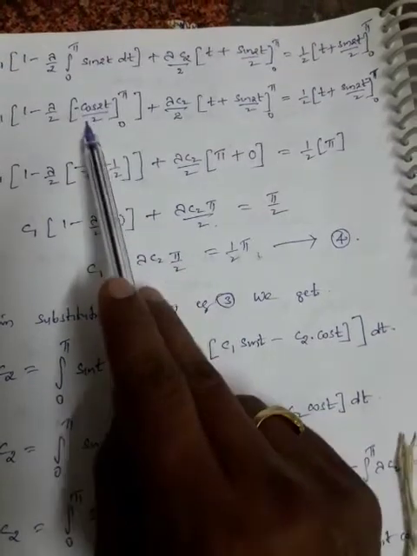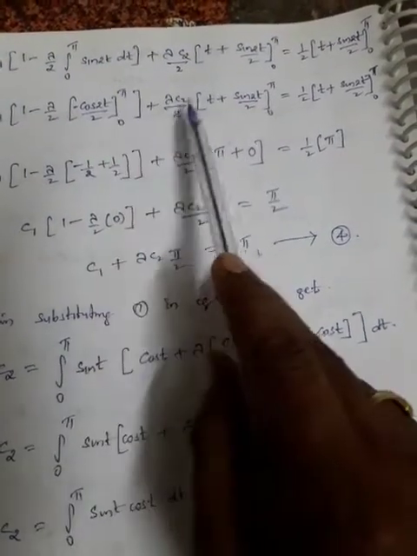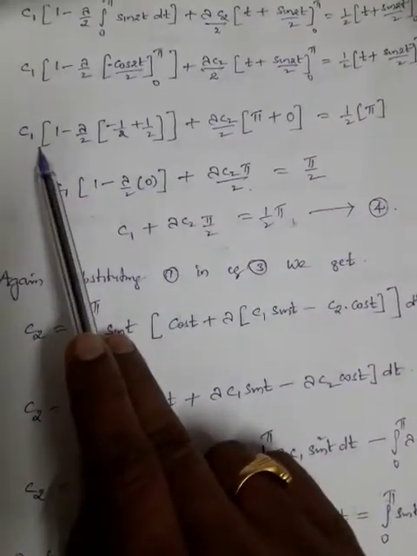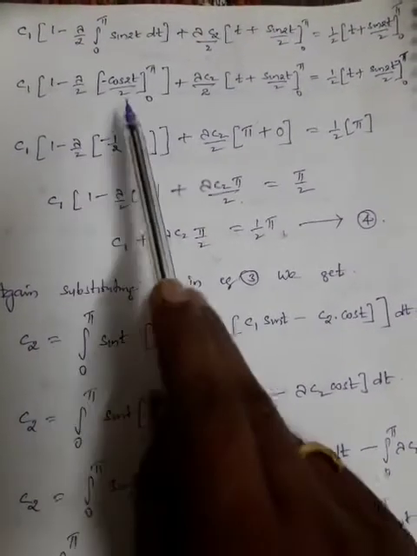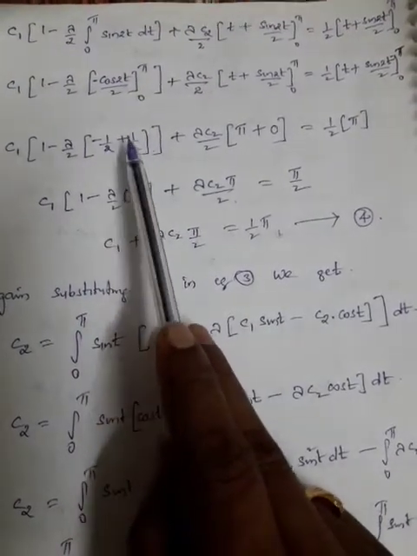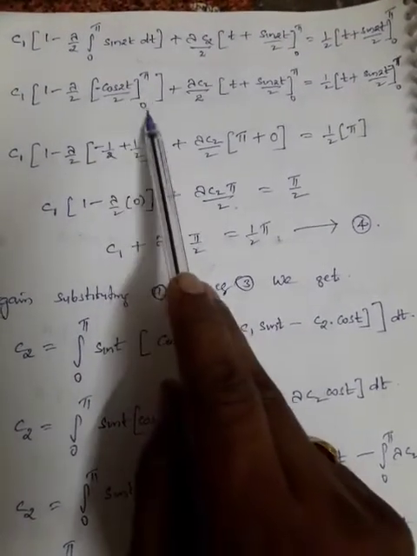So this is 2t. So cos 2t by 2, integral 0 to pi, as well as this t, the same thing we have written. And c1 (1 minus lambda by 2), this is cos 2 pi, which is nothing but 1. So it is there minus 1 by 2. Minus will be there, but cos 0 is 1.